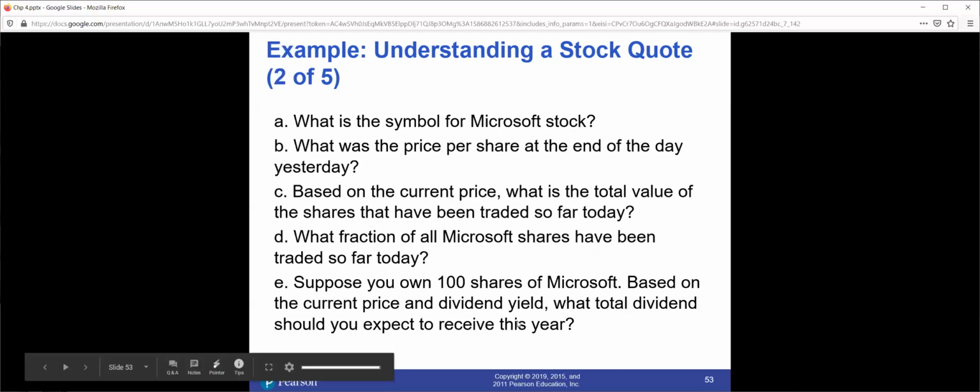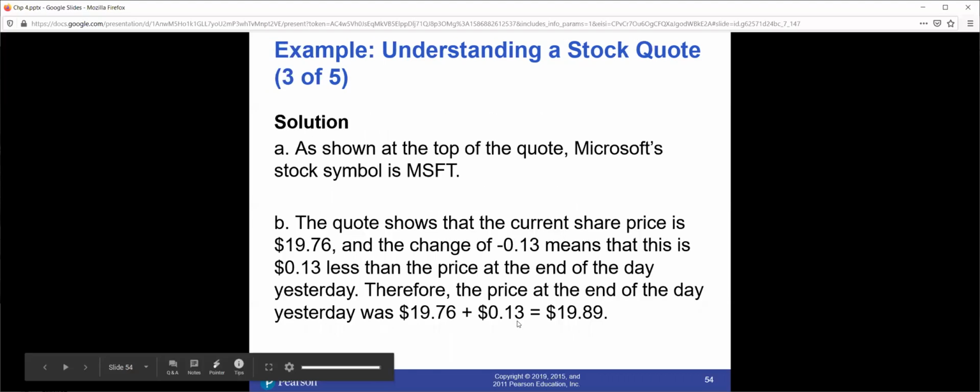Based on the current price, what was the total value of the shares that have been traded so far today? Once you know that, you can answer what fraction of all Microsoft shares have been traded today. And then finally, suppose that you own 100 shares of Microsoft. Based on the current price and dividend yield, what total dividend should you expect to receive this year? So hopefully you had already paused the video and done this work yourself. Now we can talk.